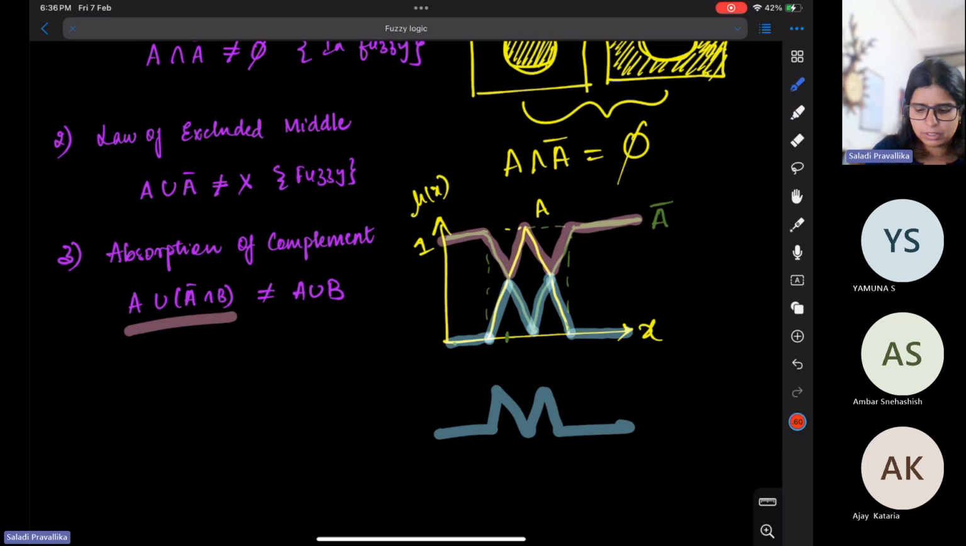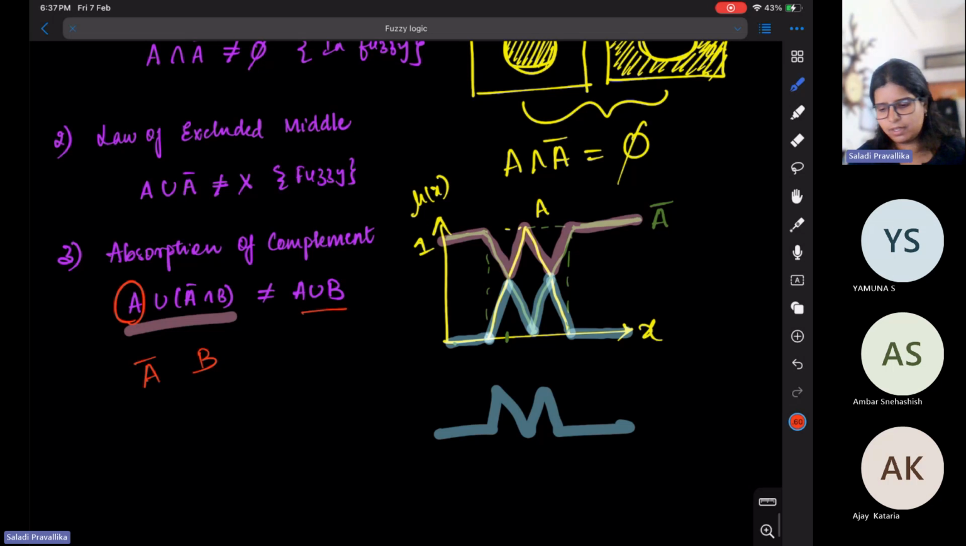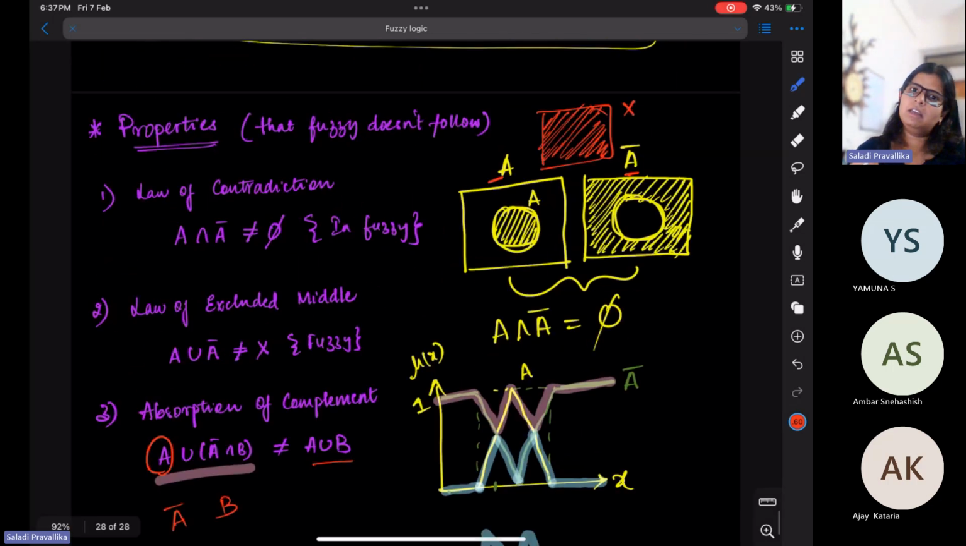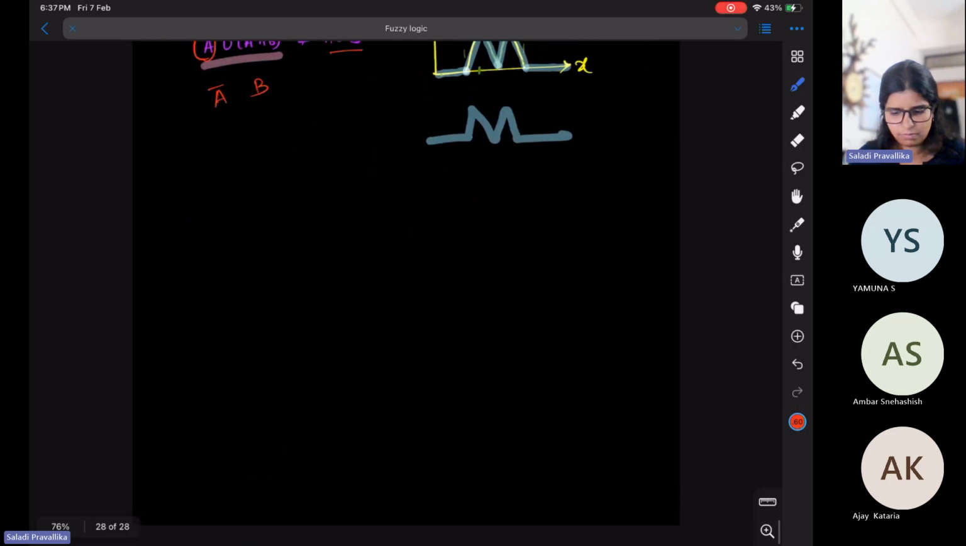So in this, what you do is you take A dash and then you take B and you find the intersection between both of them first. And then you also represent A, and then you try to take the union between the previous one and this one. In a classical set, you will get A union B, whereas in a fuzzy set, you will not get that. You will get a different one. So these are the three properties that a membership function does not follow.